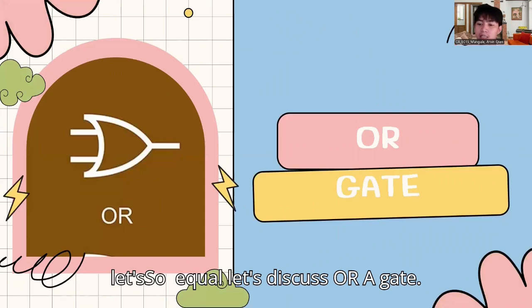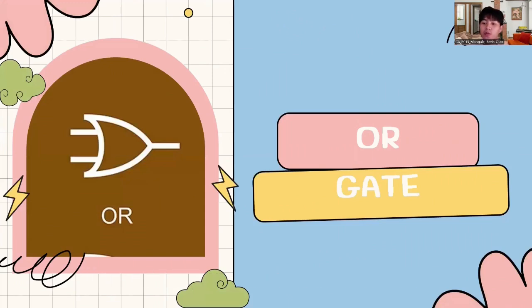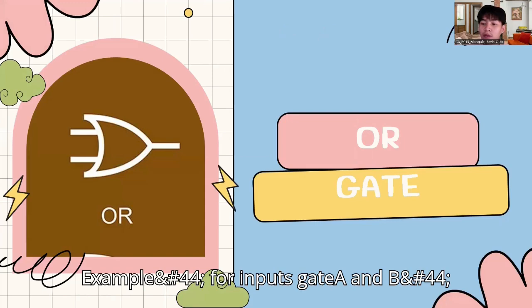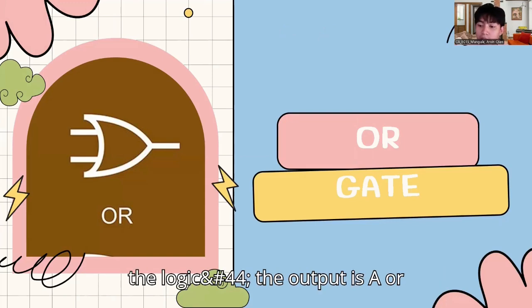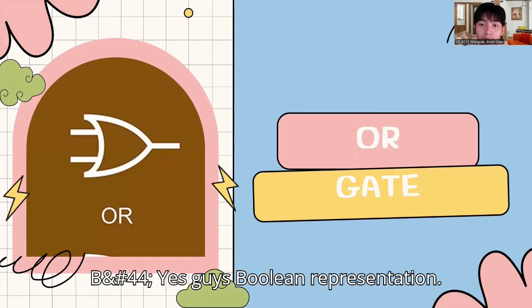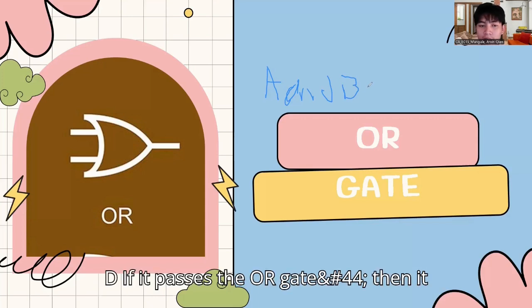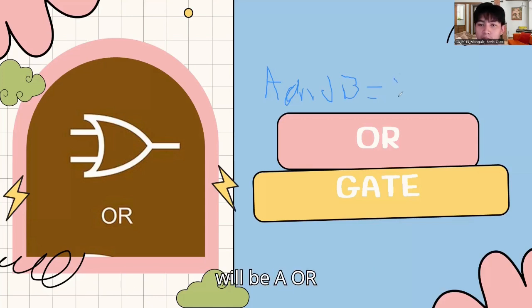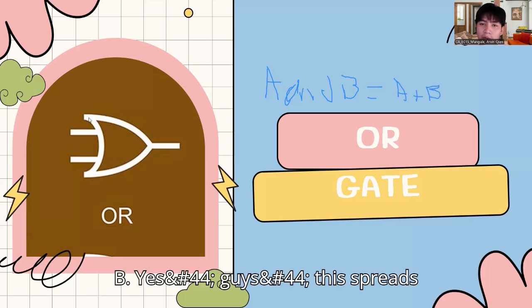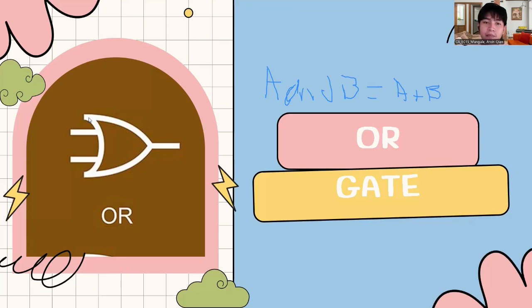So let's discuss the OR gate. An OR gate produces an output of true, 1, if at least one input is true. Example: for inputs A and B, the output is A or B, the Boolean representation. Let's present that here. A and B, if they pass the OR gate, then it will be A or B. Yes, guys, this reads as A or B when it passes the OR gate. So let's go to the next.